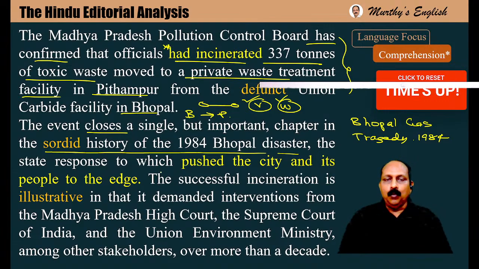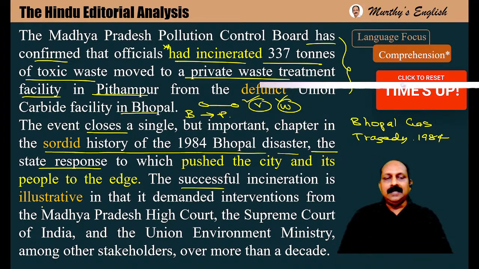The state response to which pushed the city and its people to the edge. Because the state government, though initially reluctant to take care of the concerns of the victims, eventually it acted. And based on that, the chapter is closed. Pushed to the edge means they were not comfortable, in danger. But now they have come up with a solution, and the chapter is closed. They're successful. Based on that, what is the solution they could come up with? How could they close the chapter?